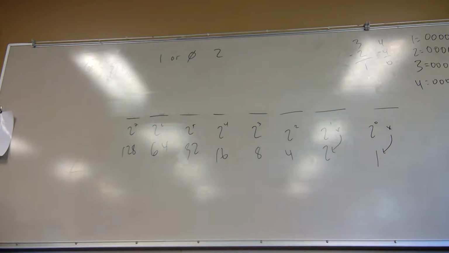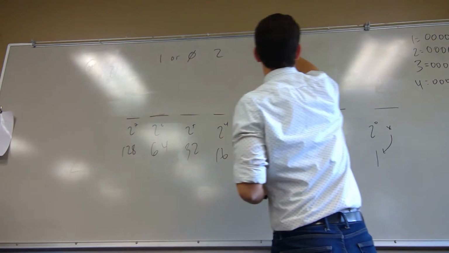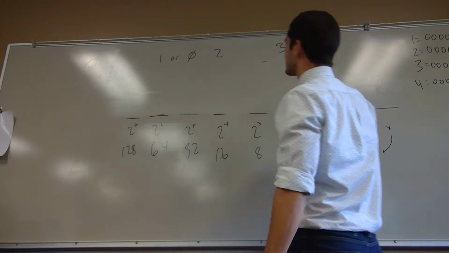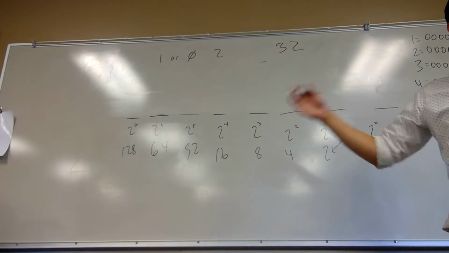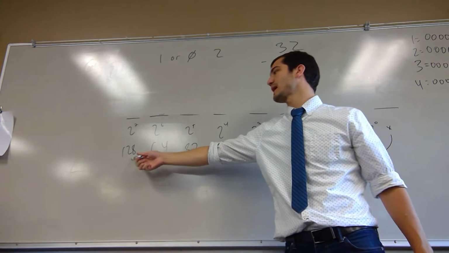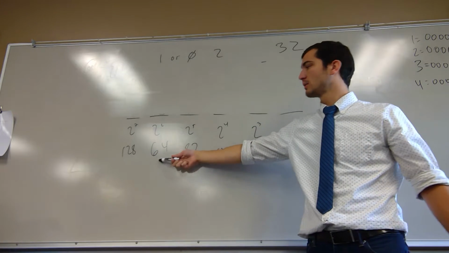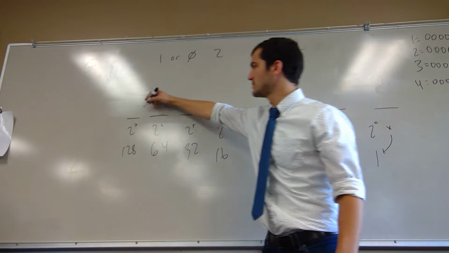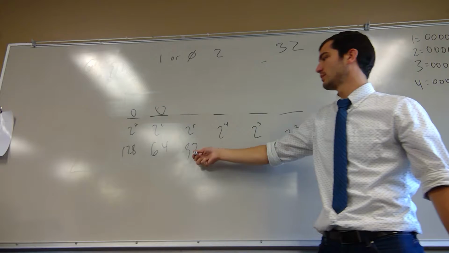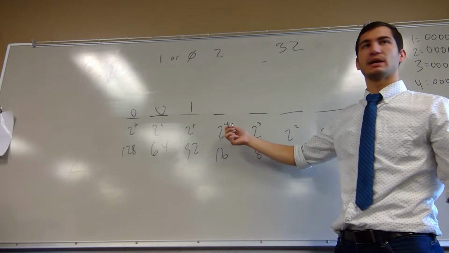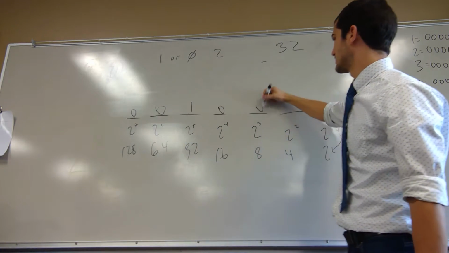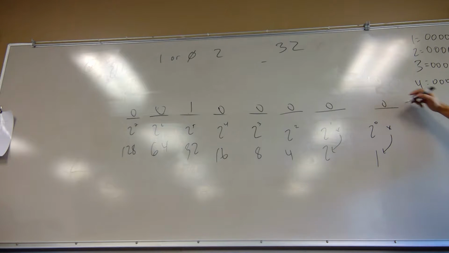So for 32, I start right here, and I want to subtract a number from here to get it down to 0. Can I subtract 128 and get 0? No. What about 64? No. So these are going to be zeros. What about 32? Yes, and I'm already at 0, right? So I'm going to go 0, 0, 0, 0, 0. So 32 in binary is 0, 0, 1, 0, 0, 0, 0, 0.